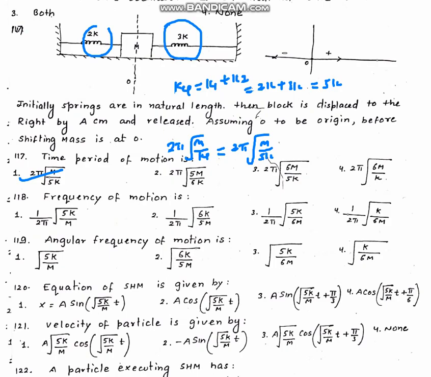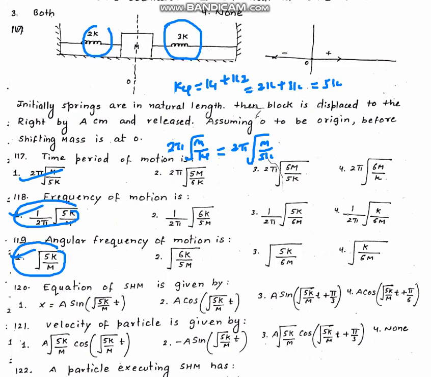Next is frequency of motion. So frequency is 1 by time. So it will be 1 by 2π root m by 5k. So first will be correct. Next is angular frequency of motion. Angular frequency will be ω, which is root 5k by m, which is given by option 1.